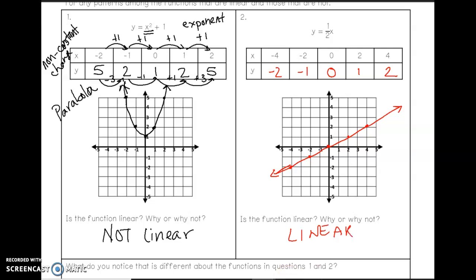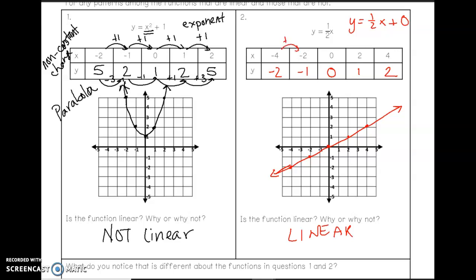I probably could have told that looking at this equation, because I could rewrite this as y equals 1/2 x plus 0. This definitely looks like mx plus b. y and x only have the first power in them. So this is an example of a linear equation.